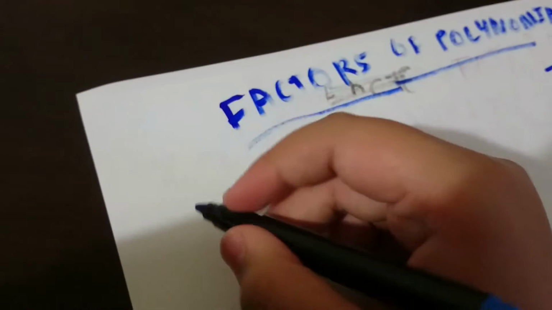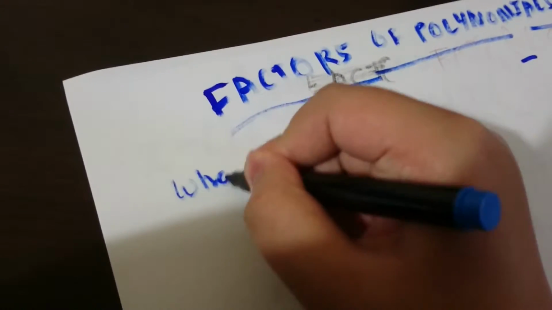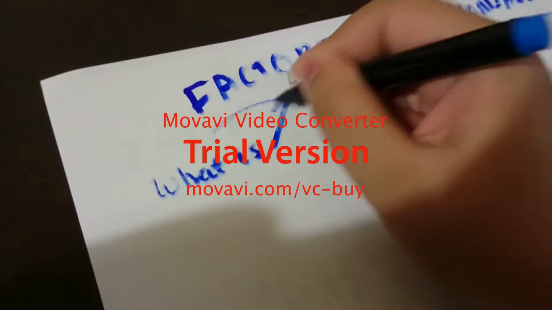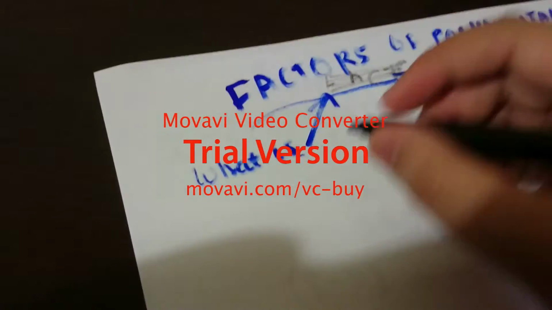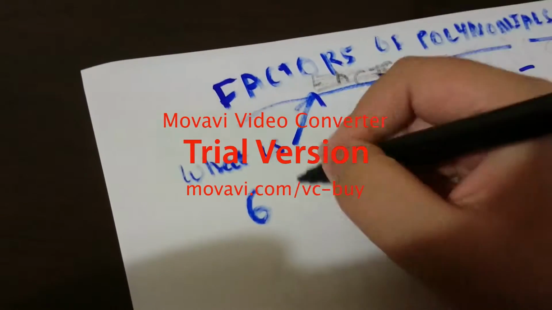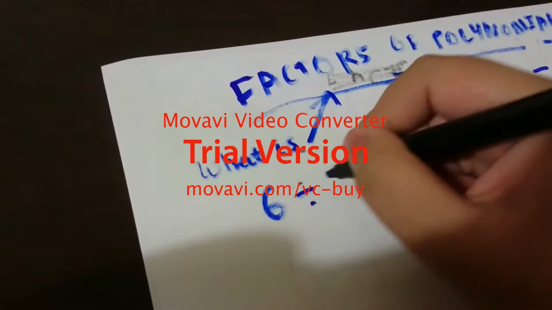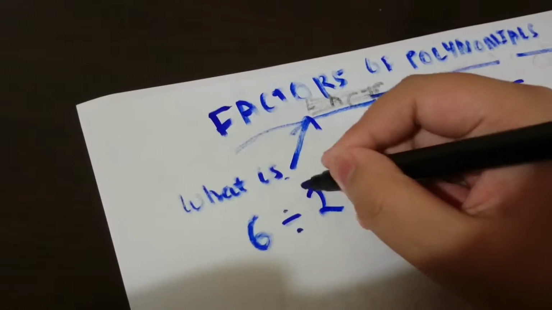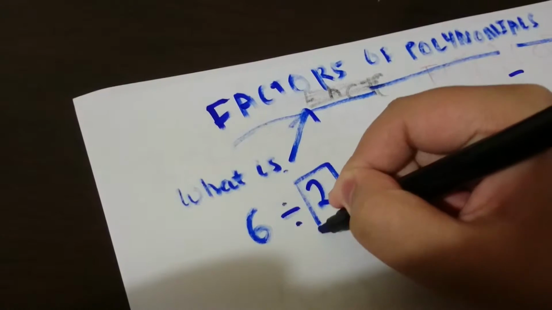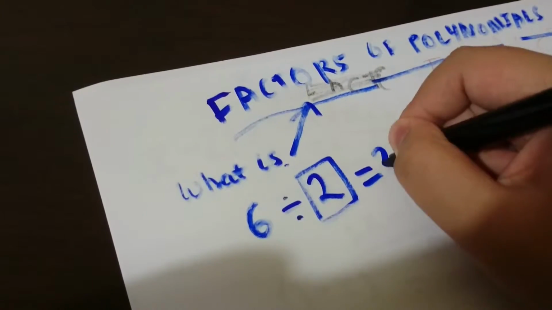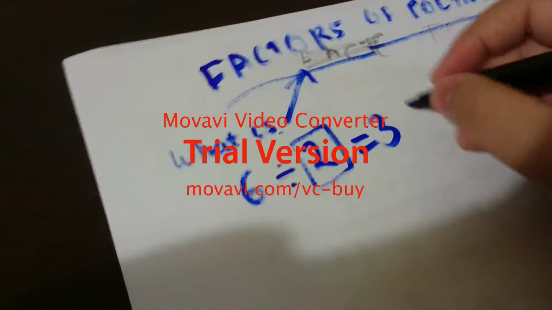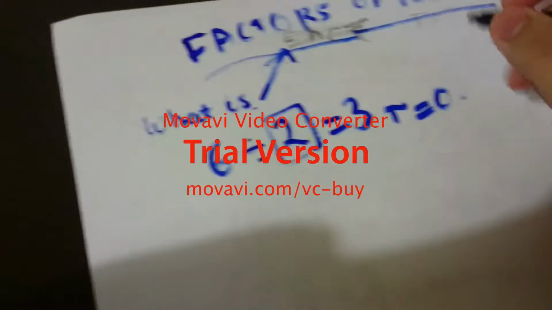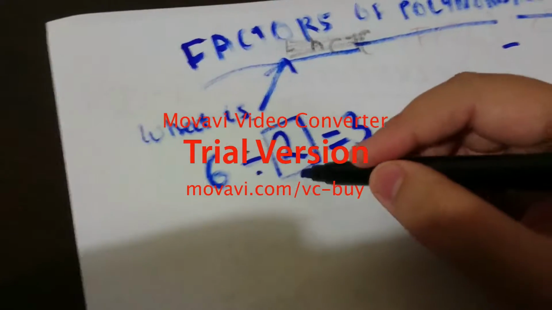Okay, so what's a factor? Well, we'll be dealing with them, so we need to know what they are. So if I have a number, let's say 6, I divide it by some factor, let's say 2. This is our factor. It's 3. The reason it's a factor is because my remainder is equal to 0. So 2 is a factor.